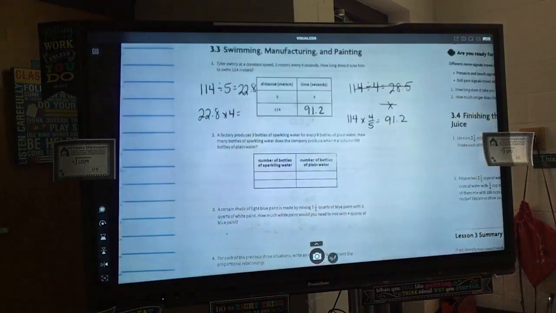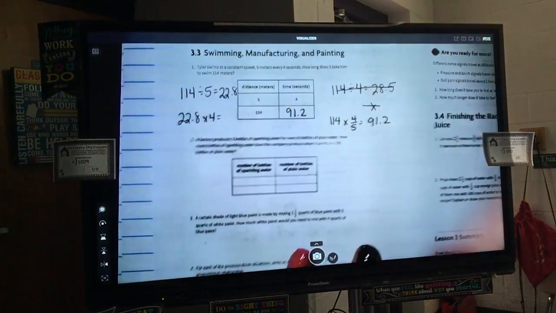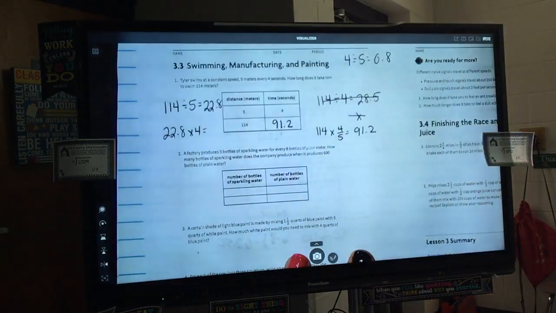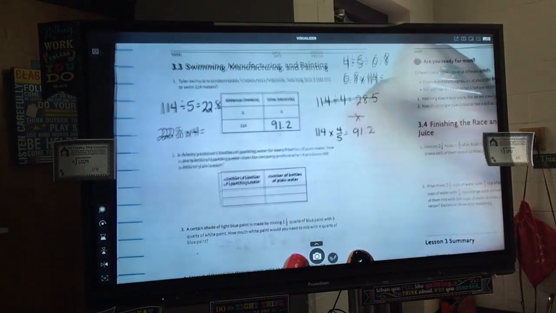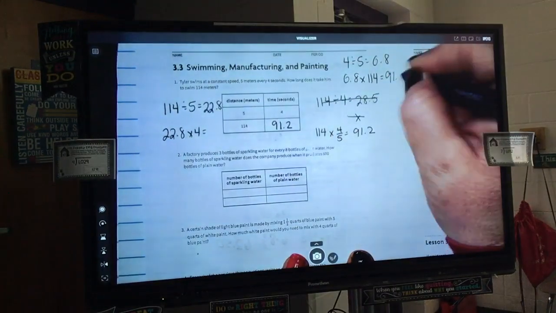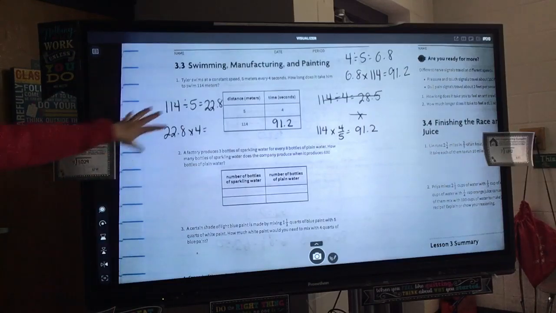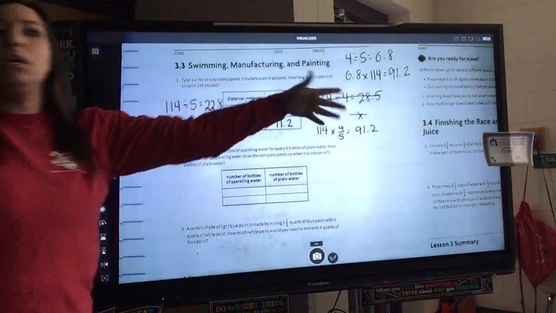What's another way? What'd you guys do? They did 4 divided by 5, and then we multiplied it by 114 and got 91.2. Again, multiple ways to get the same answer. I'm okay with whichever strategy you use. If you use this one, fantastic. If you use Cooper's crazy one, fantastic. If you use that top one, fantastic.